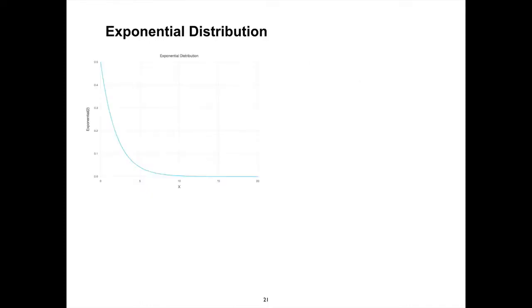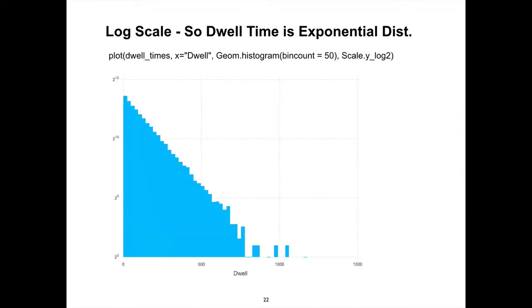And actually, we're going to look at this exponential distribution, looks something like that. And one trick is if you then take the log of one of the axes, an exponential distribution like this becomes linear. When we do that on the dwell time, we get, the end sort of breaks up a bit, right?